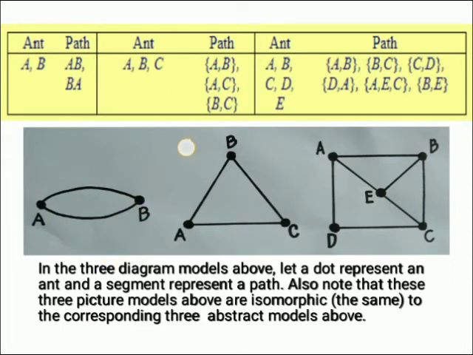So, sa pangalawang column, we have ant A, ant B, and ant C. And we have path AB, path AC, and path BC. So, here in column 3, we have ant A, ant B, ant C, ant D, and ant E. So we have path AB, path BC, path CD, path DA, and path AEC, and path BE. So, yun yung nakasaad sa loob ng column.